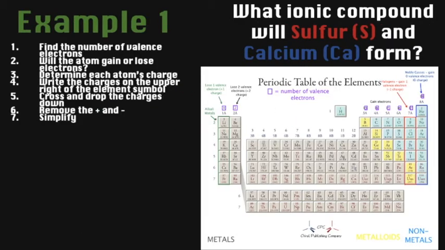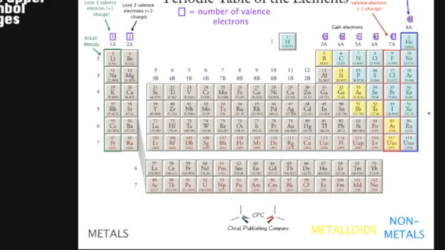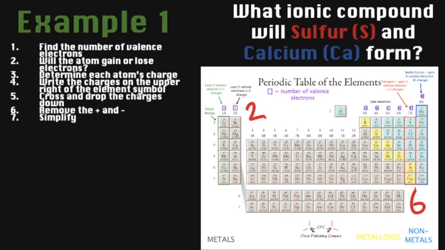This one, I'm going to go ahead and use the periodic table so you can see how to do this. So what ionic compound will sulfur and calcium form? Okay, well, the first thing we're going to do, find the number of valence electrons. Well, sulfur is over here, so it has 6 valence electrons. Okay, calcium is in group 2, so it has 2 valence electrons. All right. Will the atom gain or lose electrons? Well, calcium will lose the 2 electrons.